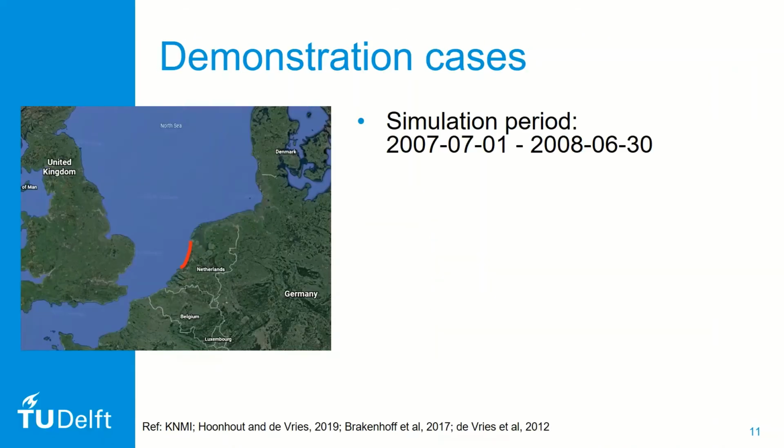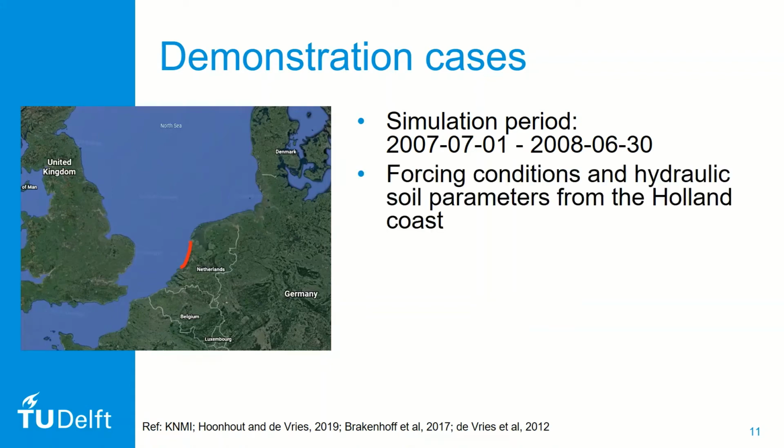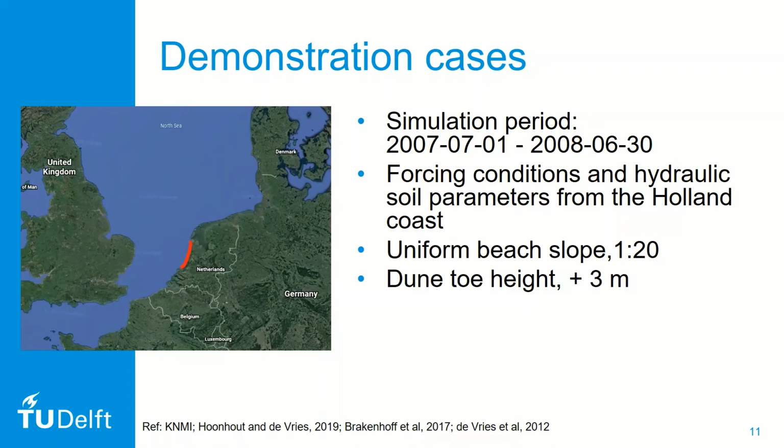The simulation period is 1 year, and the data on forcing conditions and the soil hydraulic parameters are taken from the Holland coast, which is indicated with the red line in the map to the left. And from the Holland coast, we have also selected average morphological parameters. That is a beach slope of 1/20 and a dune toe height of about 3 meters above mean sea level.